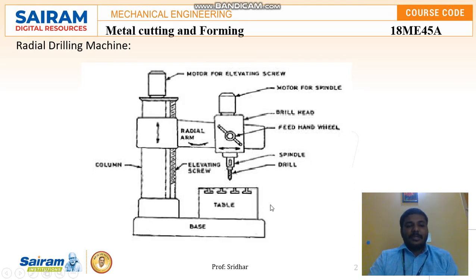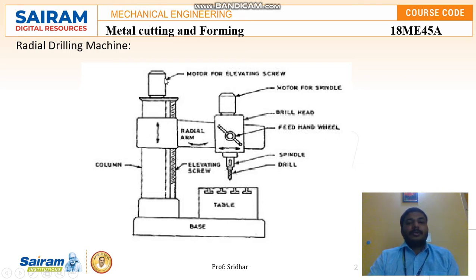Again, it mainly has a fixed base, and at one end there is a column. On that column there is a screw, the knee elevating screw. On top of the knee elevating screw, a motor for elevating the screw is fixed, and below that, a radial arm is fixed. The radial arm is attached to the drill head. The drill head has a feed hand wheel, and the spindle is fixed in the drill head. In the spindle, we fix the drill bit. This is the knee elevating screw.